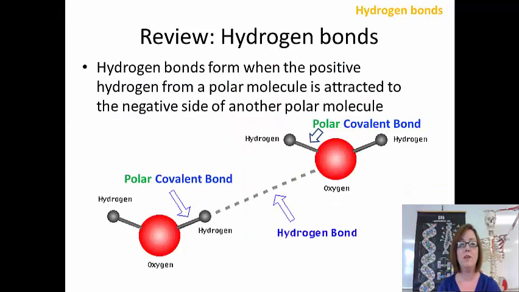So, review for hydrogen bonds. Hydrogen bonds form when the positive hydrogen from a polar molecule is attracted to the negative side of another polar molecule. And don't forget, these are partial charges too. So here we have a polar covalent bond making this a partially positive hydrogen, another polar covalent bond making this oxygen partially negative, and the opposite charges attract, forming the hydrogen bond.